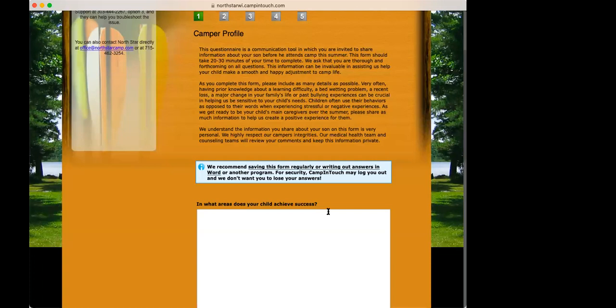A lot of these answers then do save from one year to the next, but we ask that you review them and look them over. So definitely for the Camper Profile, take your time, be thoughtful, but also save your answers so that you don't get into the position of having to redo it again.